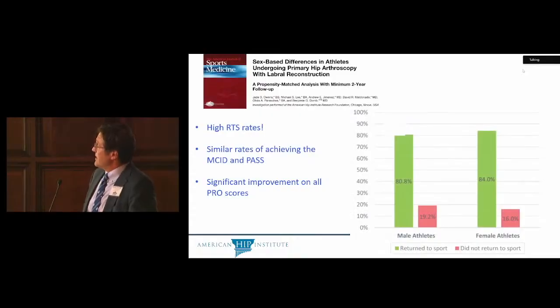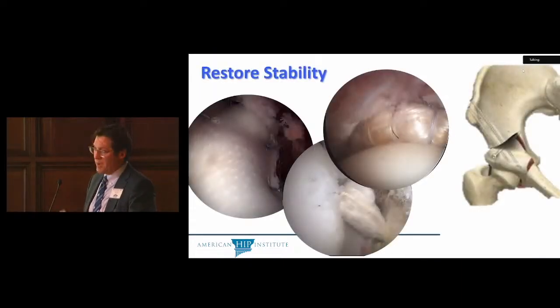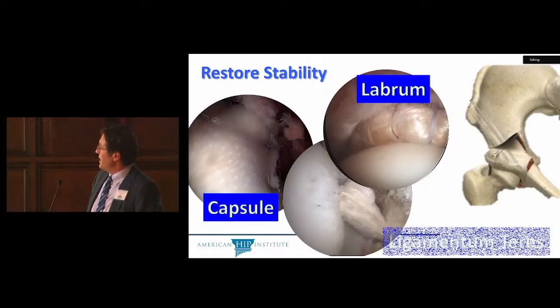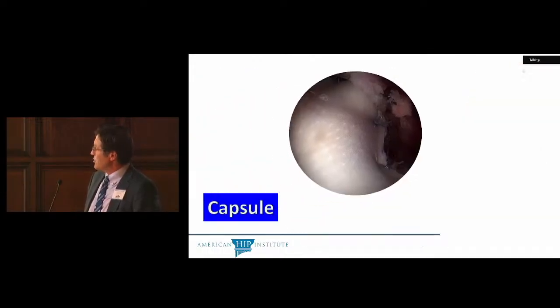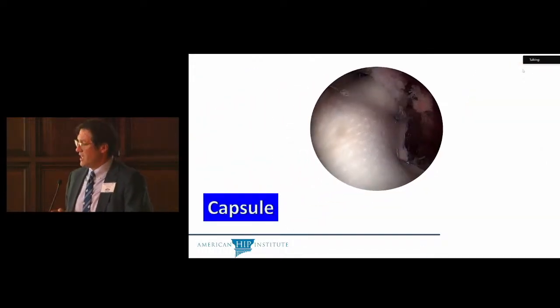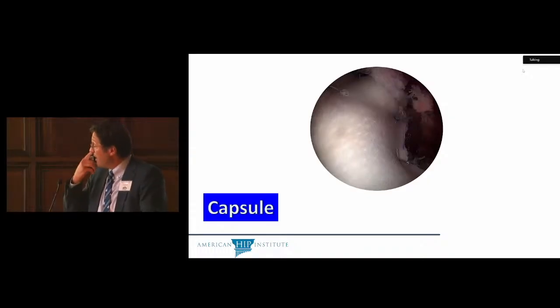So back to sex-based differences. This is with labral reconstruction. Again, high return to sport rate in both males and females, treated differently in terms of the capsule, possibly in terms of the bony morphology as well, but with those different treatments, we can achieve equivalent outcomes. Restoring stability, next one is the capsule. That picture is a capsular reconstruction with a dermal allograft.